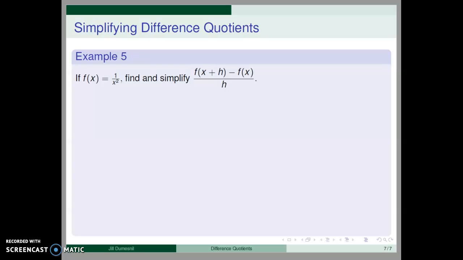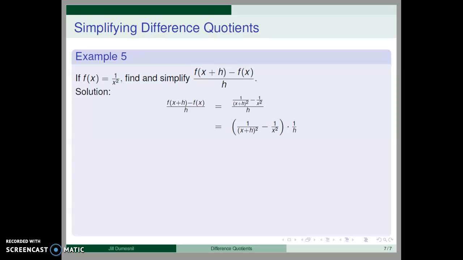For our final example, let's use a function with both a fraction and a quadratic. First, we evaluate the function at x plus h, and then at x. We now have a complex fraction. Before we jump in and start FOILing x plus h quantity squared, let's think about how best to proceed. We really want to simplify the complex fraction. One option is to write the numerator times the reciprocal of the denominator.